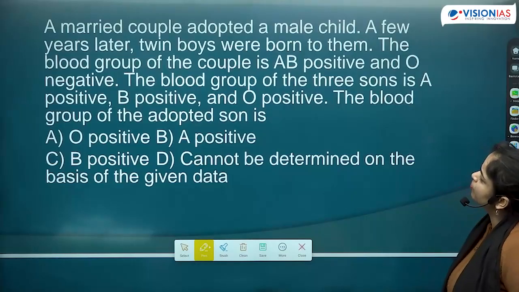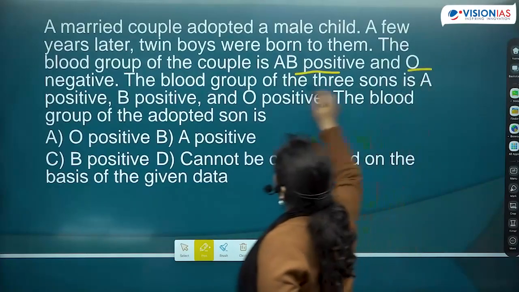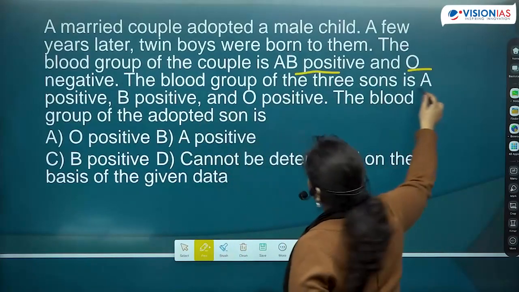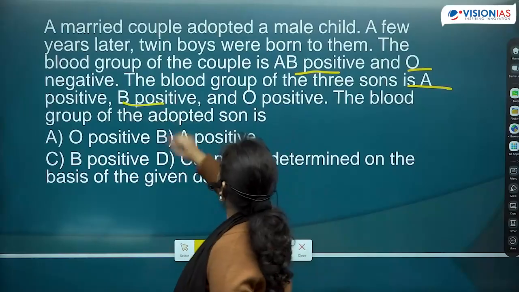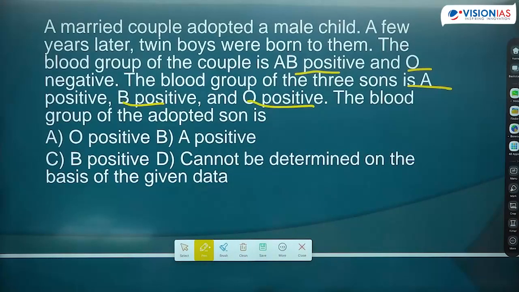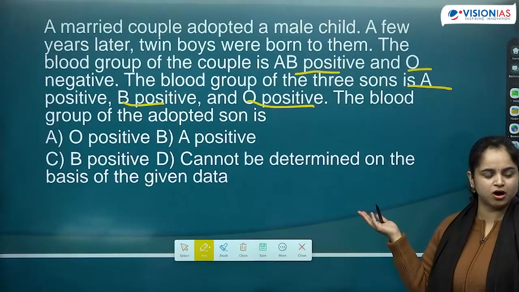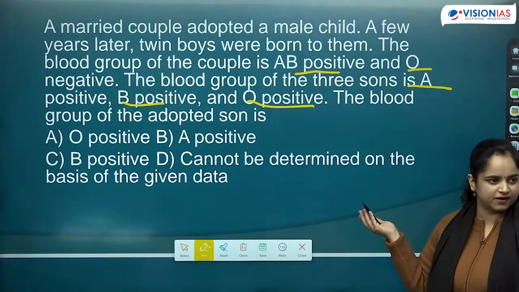The blood group of the couple is A positive, O negative, then A positive, B positive, and O positive is the blood group of the 3 sons. And they are asking you the blood group of the adopted son is. So जो भी 3 blood groups हैं वो दिए, and the fourth option is cannot be determined on the basis of data given below or above. So this option is obviously given because you don't know how to solve for RH factor.